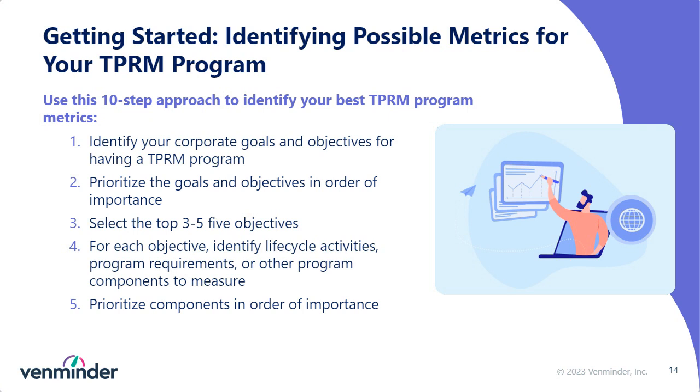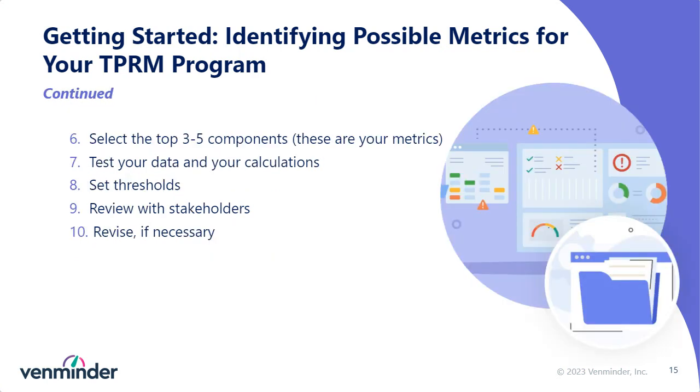We're going to select the top 3 to 5. And for each objective, we're going to identify life cycle activities, program requirements, or other components that we're going to measure. We're going to prioritize components in order of importance. From there, we're going to select the top 3 to 5. Those will be our metrics. You see how this is working here? From there, we're going to test the data and all of our calculations. We're going to establish the right thresholds. Then we're going to review it with our stakeholders and make revisions when necessary. So let's dive into each one of these.